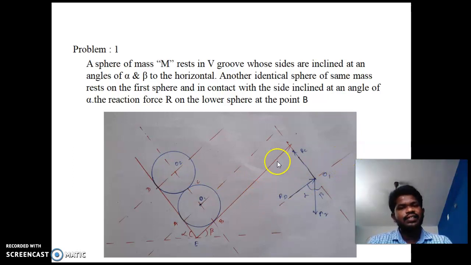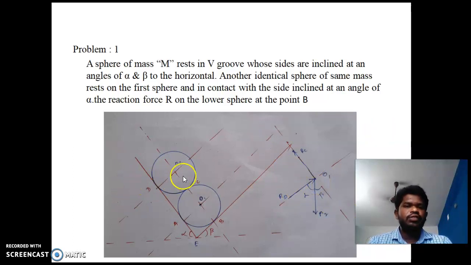This is the x-axis, this is the y-axis. In engineering mechanics, from the first unit we learned we can orient the coordinate system at any angle. It does not affect the result of the problem. That means we can place the coordinate system at any angle. So here we place the coordinate system parallel to one of the surfaces of the V groove. So here we place the x-axis and y-axis.